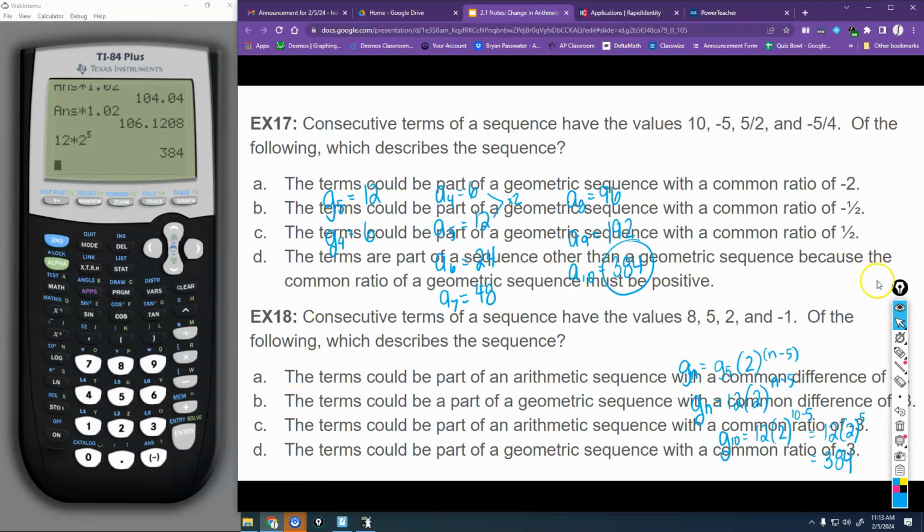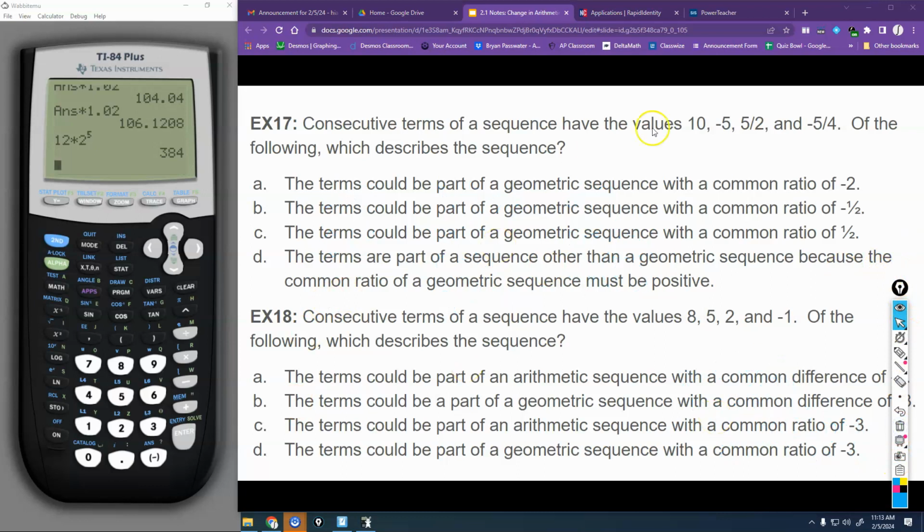Okay. All right, so I try to put some multiple choice questions here at the end because this is sort of the stuff that was similar to what I've seen on AP Classroom. Consecutive terms of a sequence have the values 10, negative 5, 5 halves, and negative 5 fourths. Of the following, which describes the sequence? Now, all of these say geometric sequence. They have different common ratios, or there's this option that it's not either because the common ratio of a geometric sequence must be positive. I'm going to tell you for the sake of time, D is false.